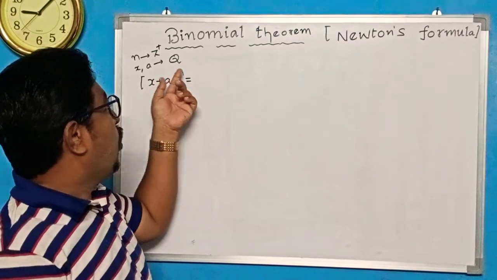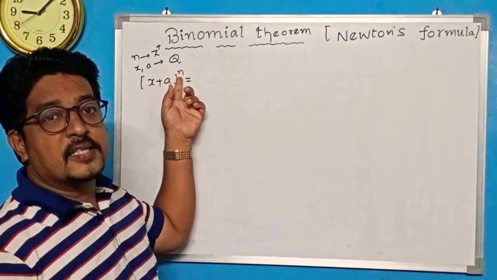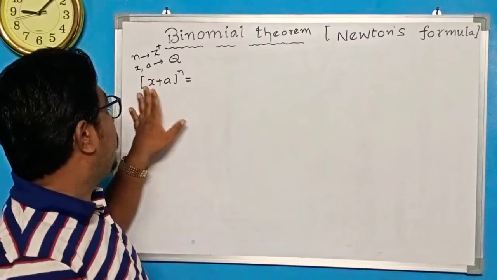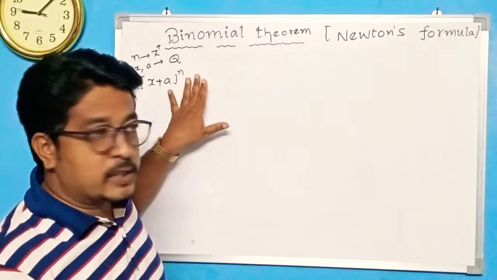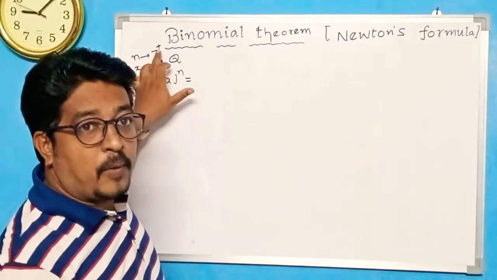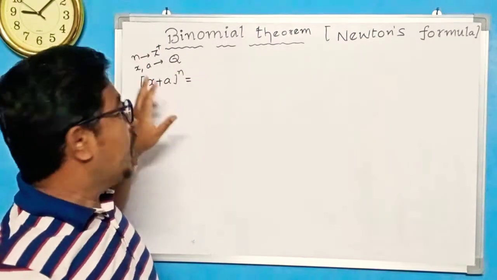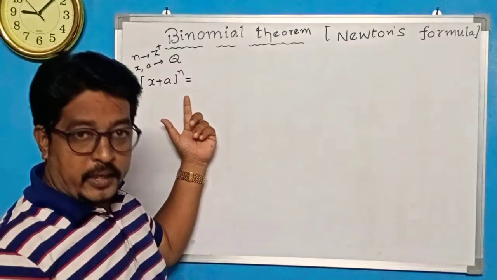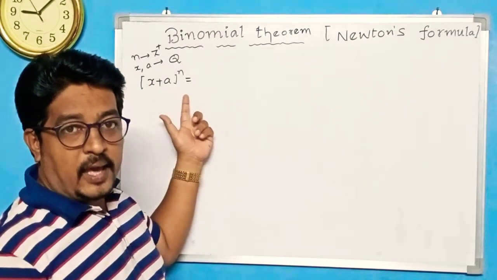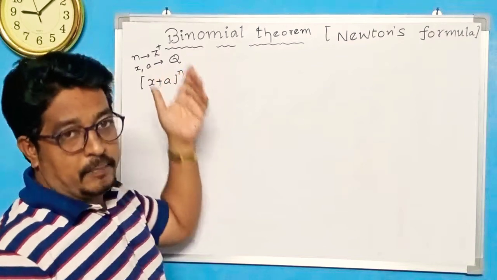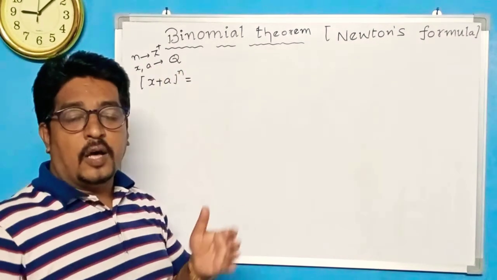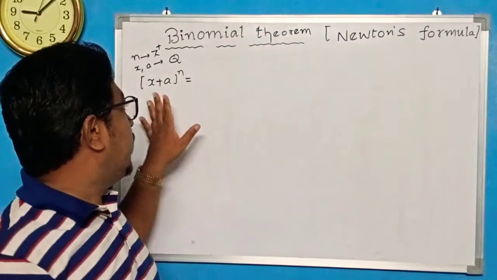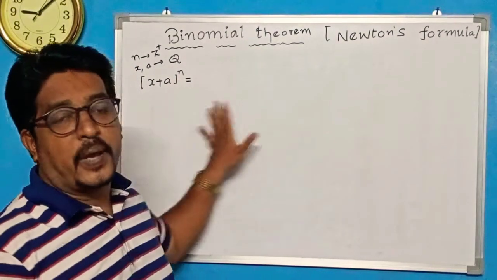(x + a)^n, where n is the exponent. Here, what about n? n is a positive integer. What about x and a? x and a are real numbers. Now we want to do the expansion of (x + a)^n.